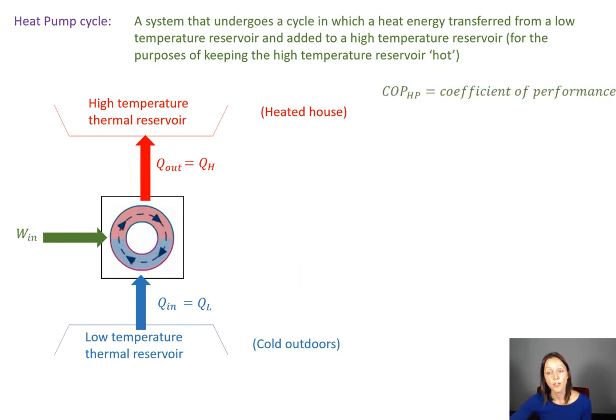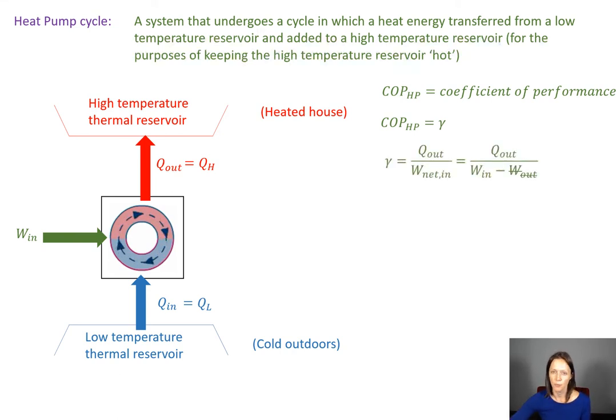All right, so we can use the coefficient of performance for a heat pump to talk about how well the heat pump does what it's supposed to do. You can also use gamma. Sometimes you'll see it written as COP, sometimes you'll see it written as gamma. Your book uses gamma, I believe. And it's what you're interested in over what you got to put into it. So what you're interested in is the Q out, and what you got to put into it is the work net in.